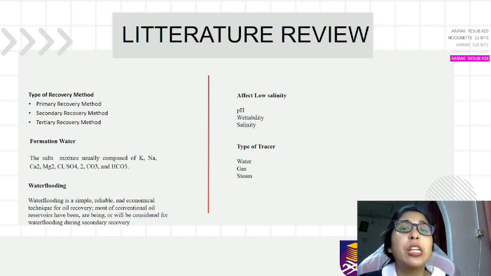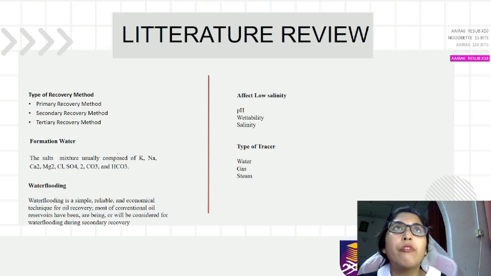For the literature review, we cover the types of recovery method, starting with the primary recovery method. Primary recovery gives very little oil recovery, and the secondary recovery method gives much higher recovery, but it is very simple and easy to simulate. The tertiary recovery method is very expensive because it uses chemicals. Next, we have formation water, a salt mix using compost, which affects the oil recovery. Water flooding is a simple, reliable and economical recovery technique. That's why we are using the secondary recovery method.